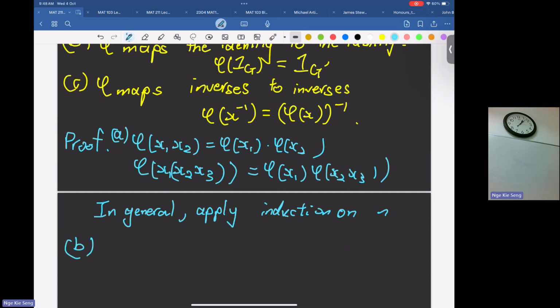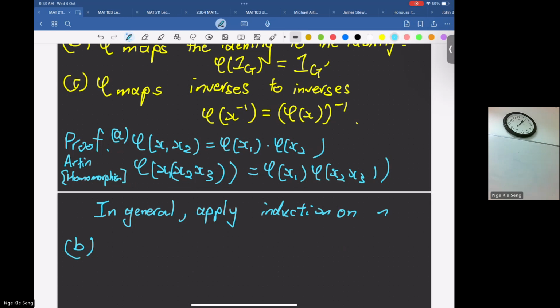If you want to see the whole proof, I think it's in 2 point something. Anyone know? Yeah, around here, in Artin, the part about finding the homomorphism.